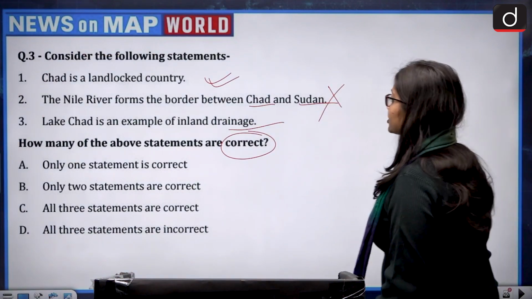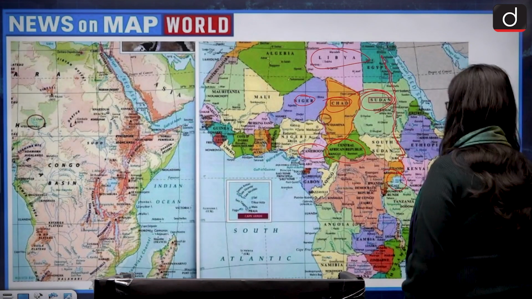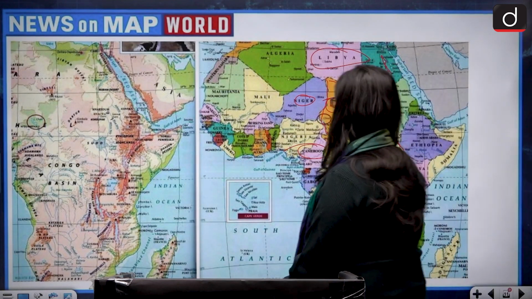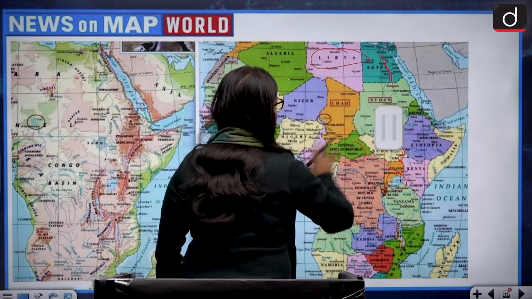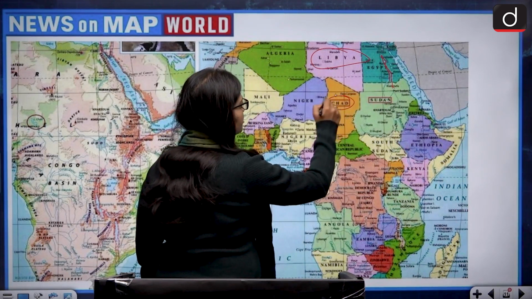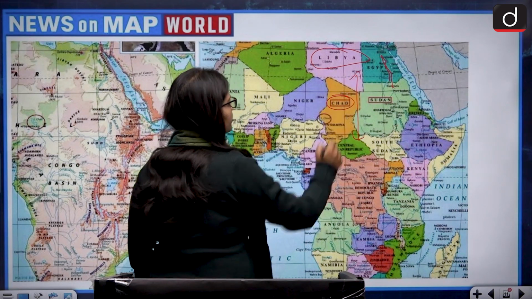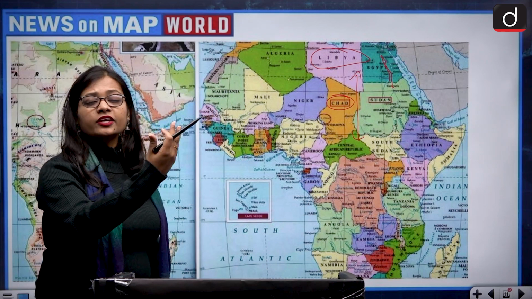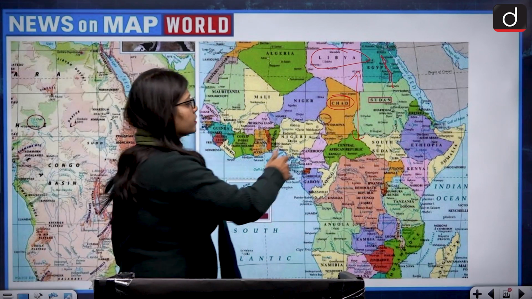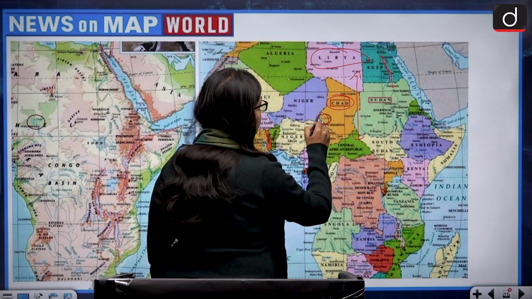Third, Lake Chad is an example of inland drainage. We will look at the map of Lake Chad. Now look at the map of country Chad. This is the complete country. If we look at the map of Chad, at its western border, this is Lake Chad.